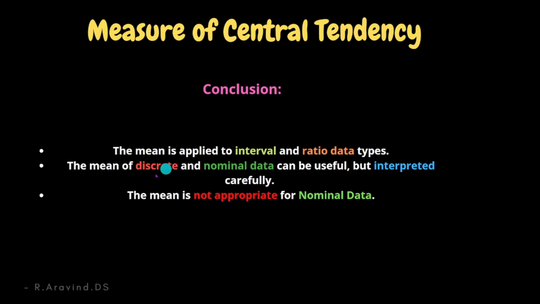The mean is applied to interval and ratio data types. We saw this in depth and described these things clearly. The mean of discrete and ordinal data can be useful, but must be interpreted carefully. If you are going to tell your stakeholders or domain experts, you should interpret these things very carefully. It is not appropriate, not really good for nominal data. I have explained why it is not good for nominal data.